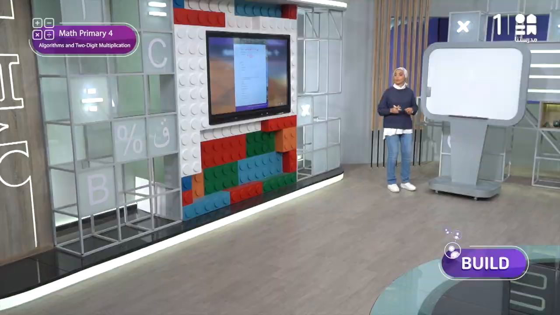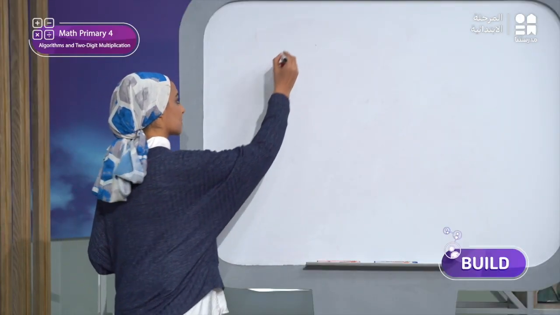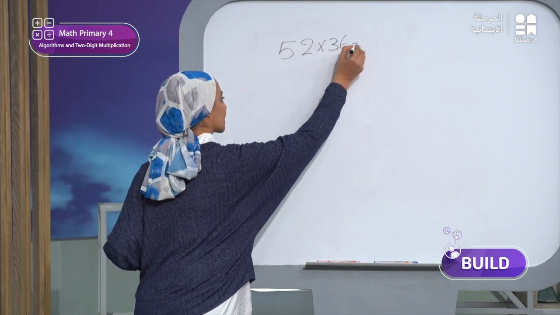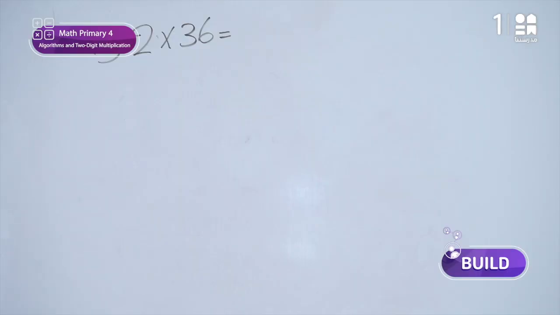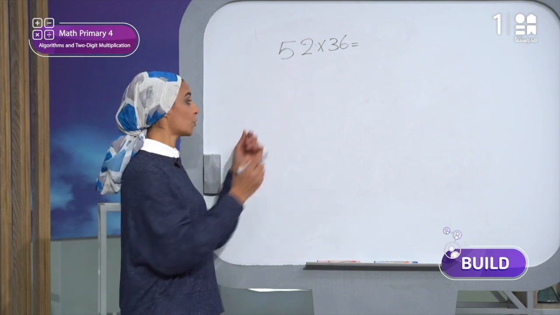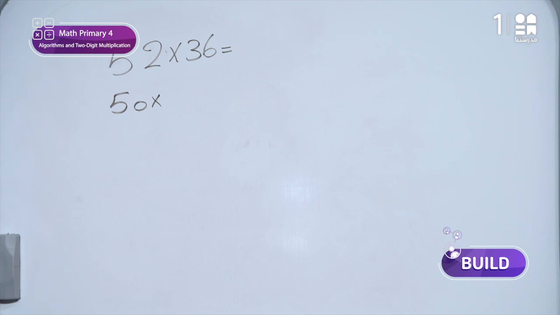Here in problem number 1, he wants me to multiply 52 times 36. Let's write it together. 52 times 36. Okay, so first I will estimate the answer. First thing, I do an estimation. I will round 52 into 50 and 36 into 40.